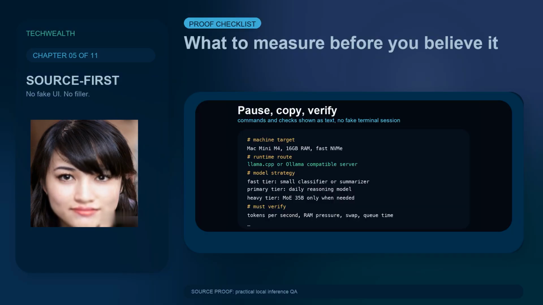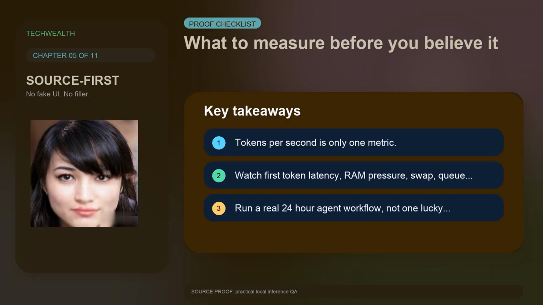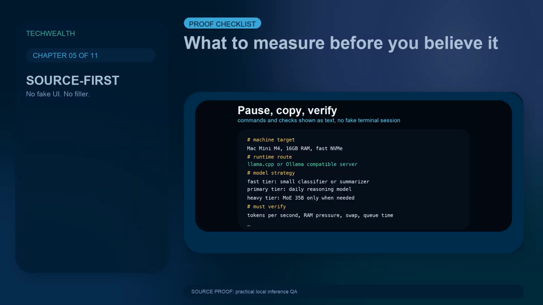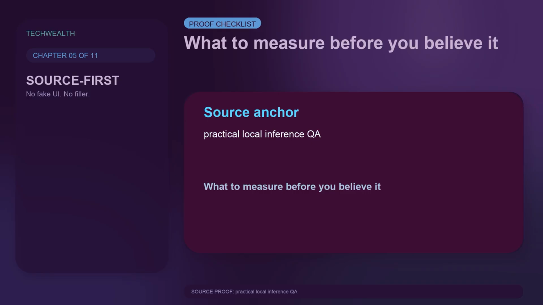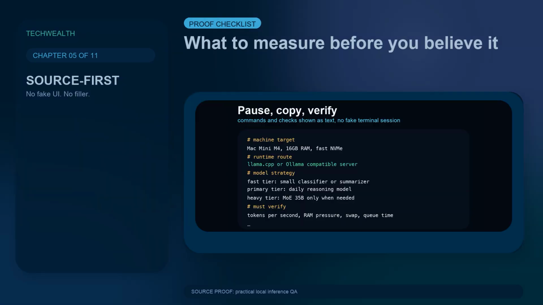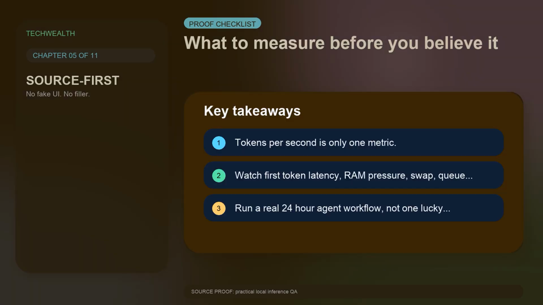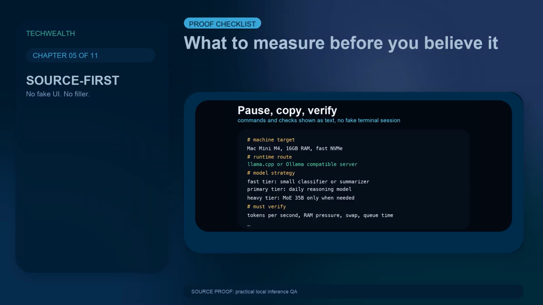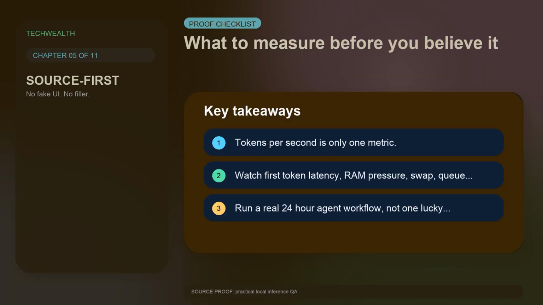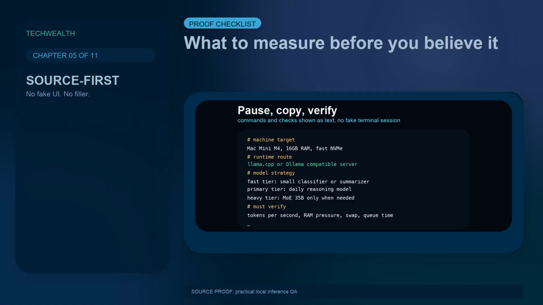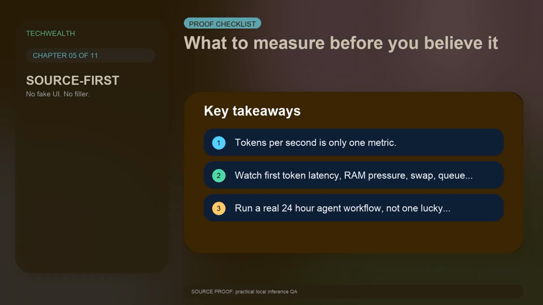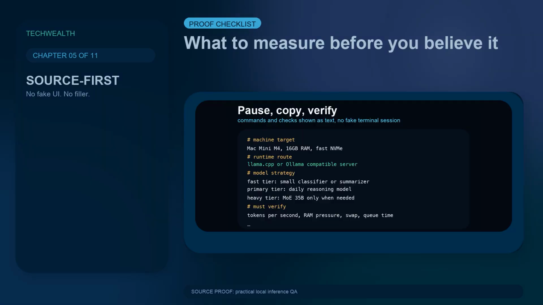If you build this, do not stop at tokens per second. Measure first token latency. Watch Activity Monitor for memory pressure. Check whether swap starts climbing after an hour. Track queue time if several automations hit the Mac Mini at once. Track heat, fan noise, and crash rate. Most importantly, test a real agent loop for a day. A local model that survives one prompt is not the same as a local inference server that runs your automations around the clock.